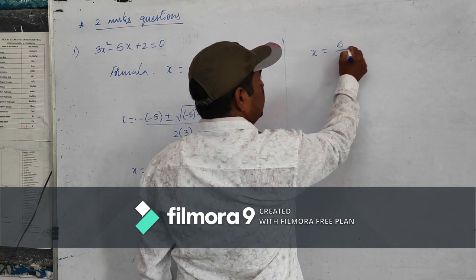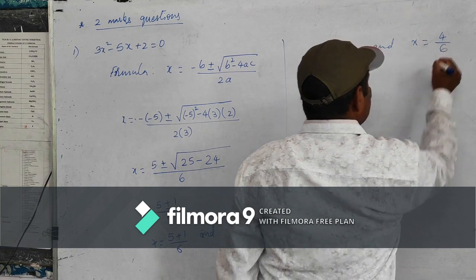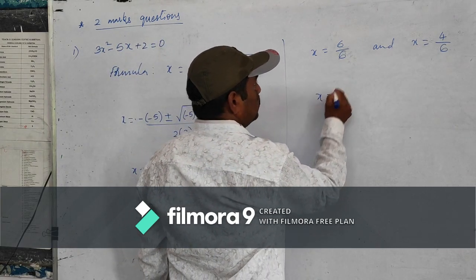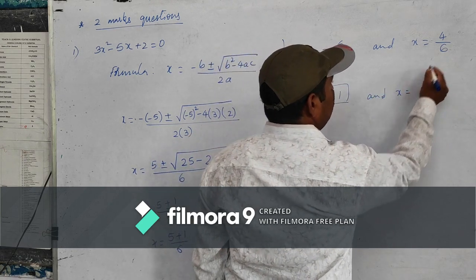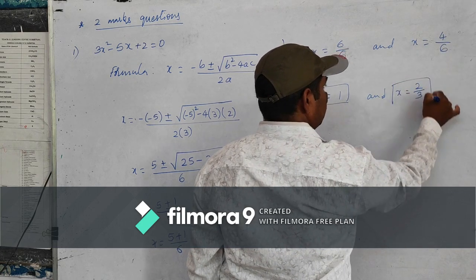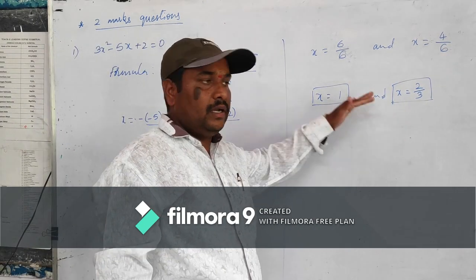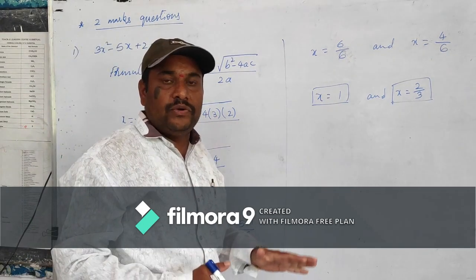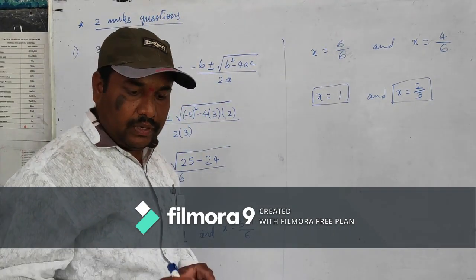Now x is equal to 6 by 6 and x is equal to 4 by 6. Now x is equal to 6 by 6 is 1 and x is equal to 2 2s are 2 3s are 6, so it is 2 by 3. So the roots of the quadratic equation are 1 and 2 by 3. Now here we solve this problem by using formula. If they mentioned by using the formula, you should use the formula, but you don't go for another method.